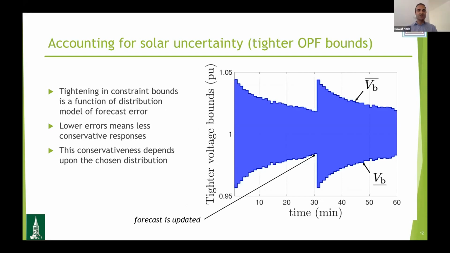All right. So based on this model that we have with the uncertainty, we can obtain these tighter bounds, which will be a function of the distribution model that we choose for these forecast errors. And we can see that as we go over the prediction horizon, the constraints become tighter and tighter till we get a new forecast.